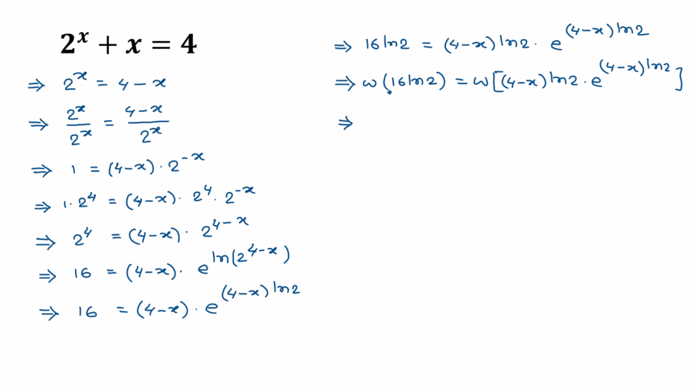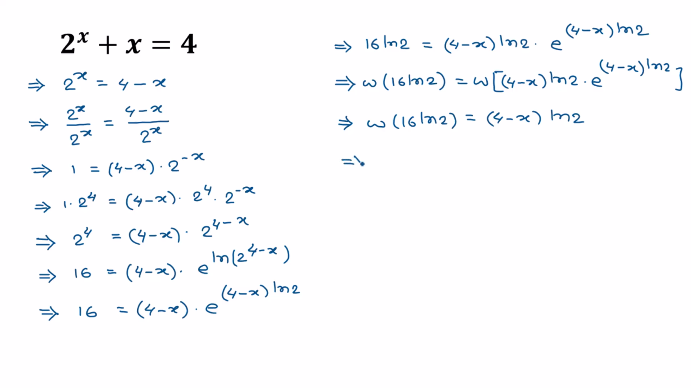So the left side is W of 16 ln of 2 is equal to, now applying this formula, W of a e to the power a is equal to a. Here 4 minus x times ln of 2 is considered as a. So we can write this as 4 minus x times ln of 2.